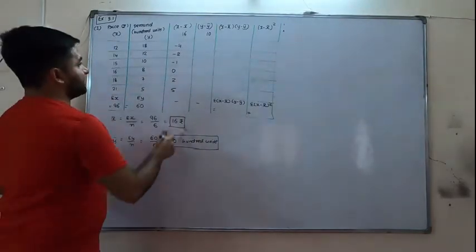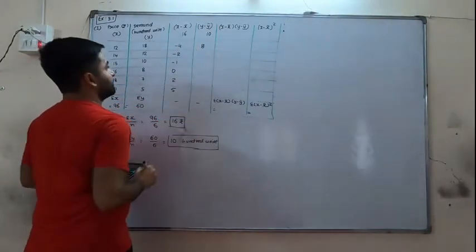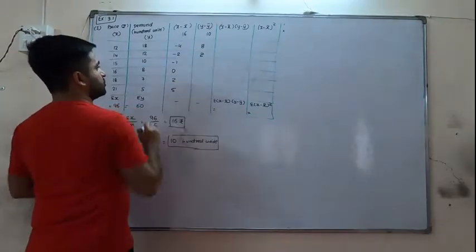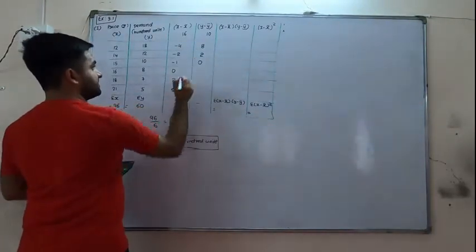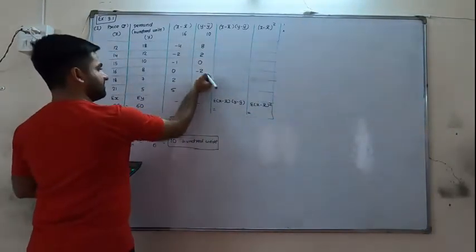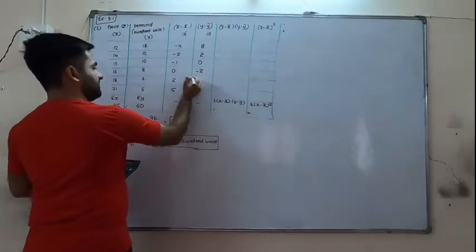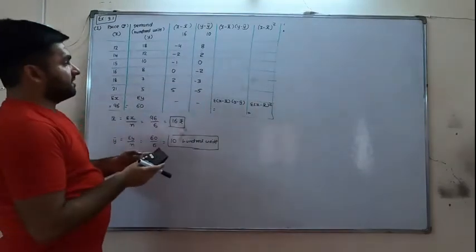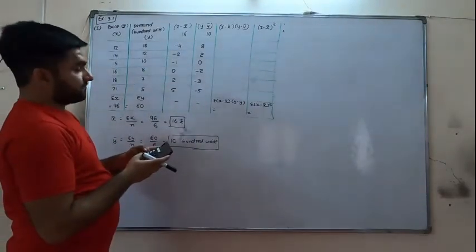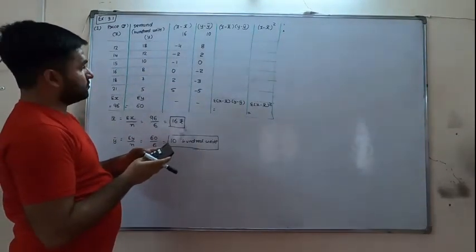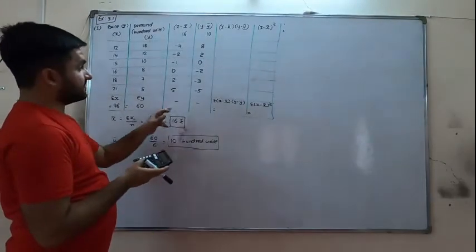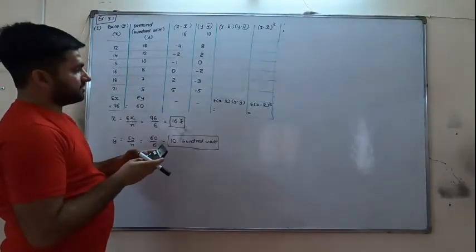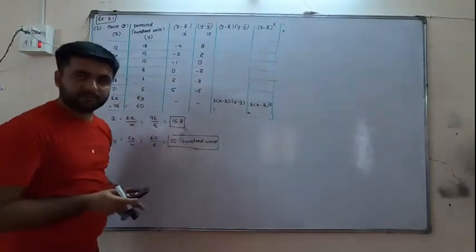Then 18 minus 10 is 8. 12 minus 10 is 2. 10 minus 10 is 0. 8 minus 10 is minus 2, 7 minus 10 is minus 3, 5 minus 10 is minus 5. Let's check this: minus 4, minus 2, minus 1, plus 2, plus 5 gives 0. 8, 2, minus 2, minus 3, minus 5 is also 0.